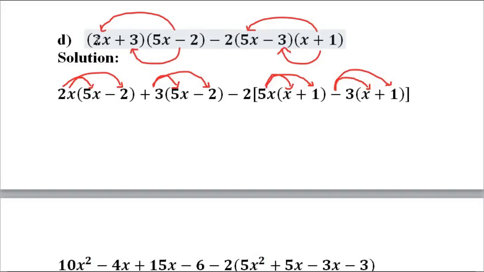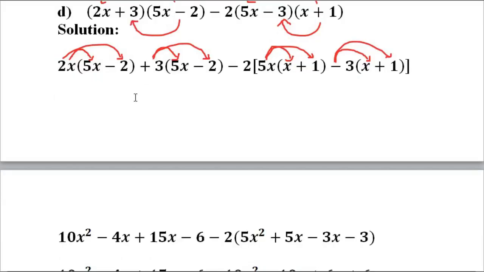We have positive 2x times positive 5x negative 2, positive 3 times positive 5x negative 2, and then positive 5x times positive x positive 1, negative 3 times positive x positive 1. Now let's distribute positive 2x to the positive 5x and to the negative 2. And then we can distribute positive 3 to the positive 5x and to the negative 2. Then I will distribute positive 5x to the positive x and to the positive 1. And then negative 3 to the positive x and to the positive 1.